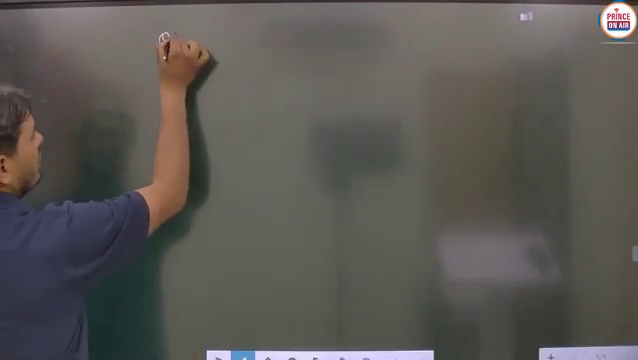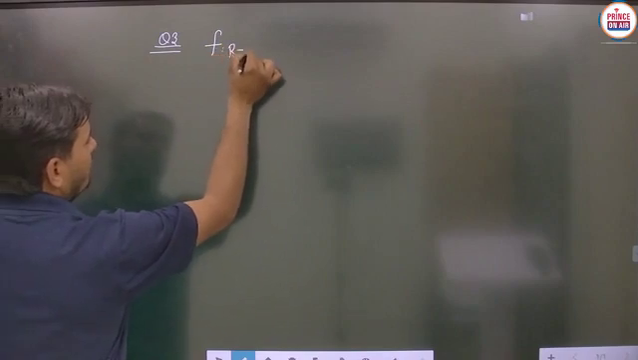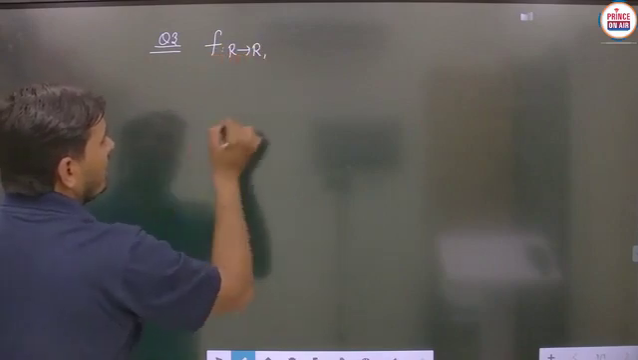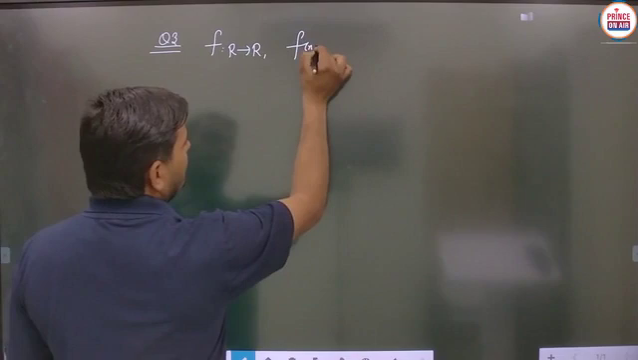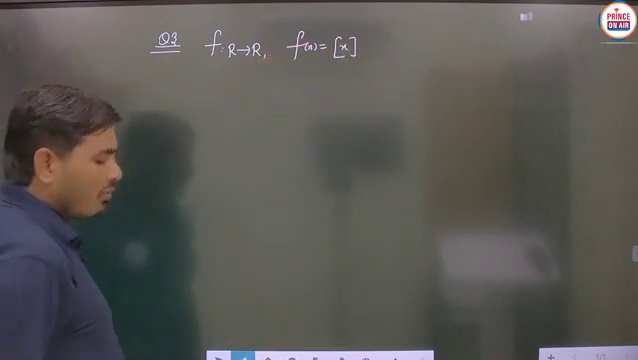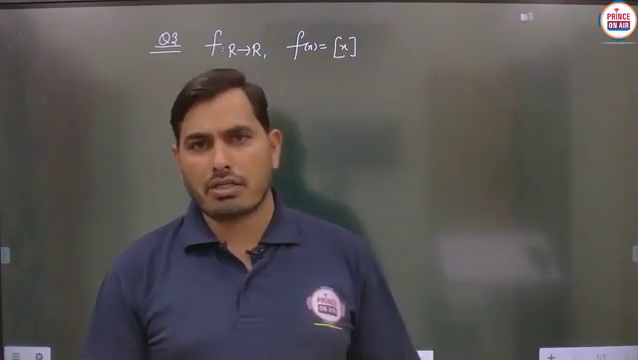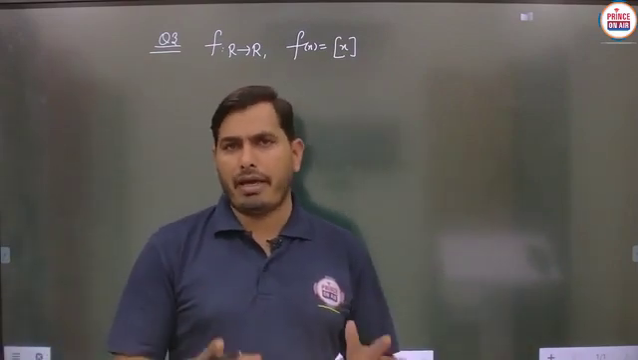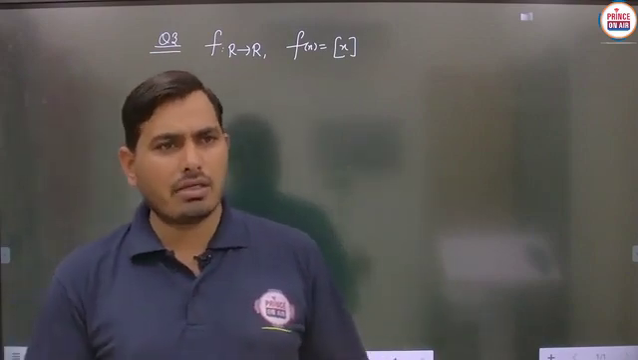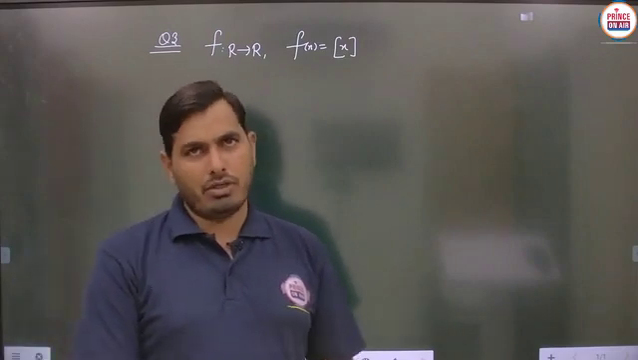In this question number 3, the function f is from real numbers to real numbers, and this function f(x) is the greatest integer of x. First of all, students, you know very well about the greatest integer function, because it will always provide an integer which is just less than the given value.